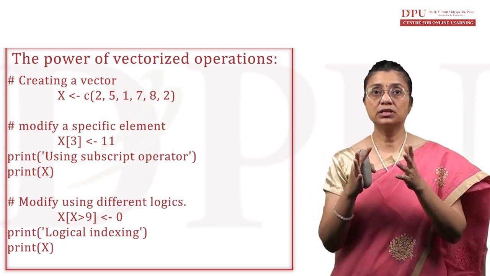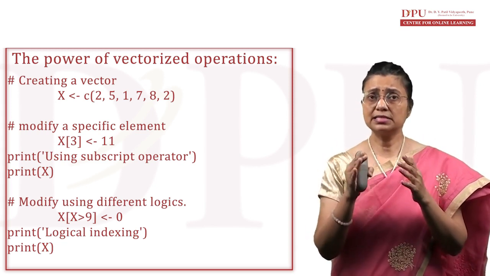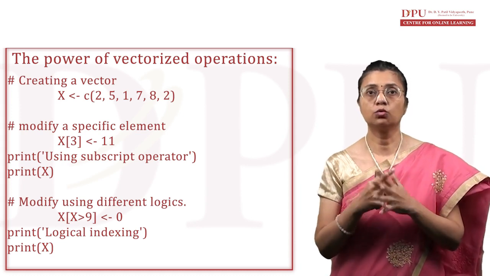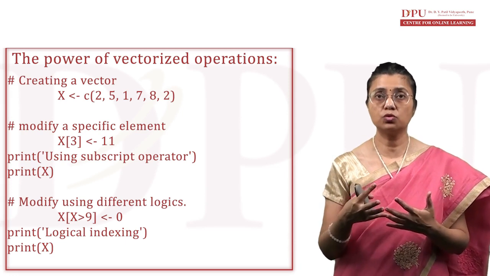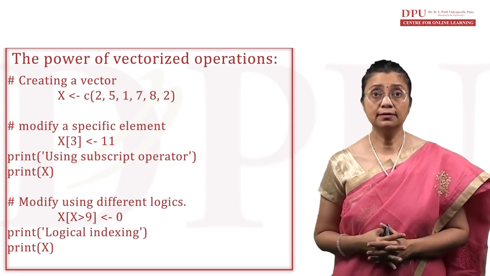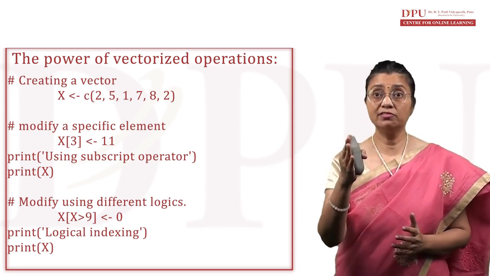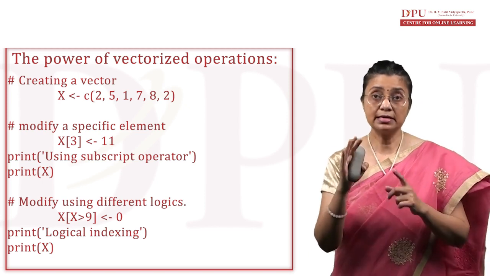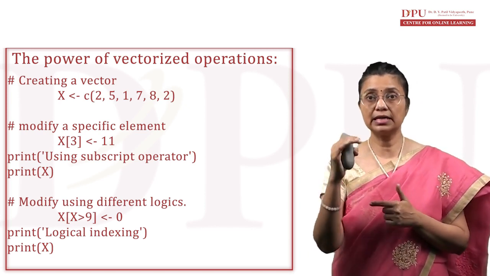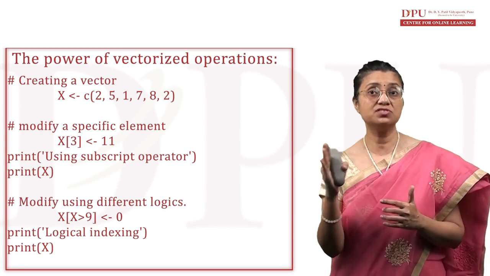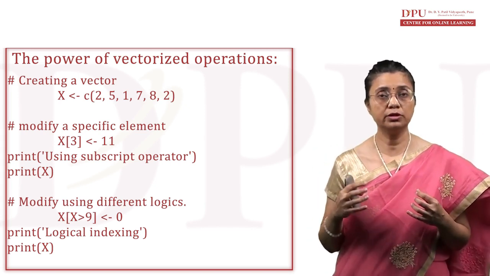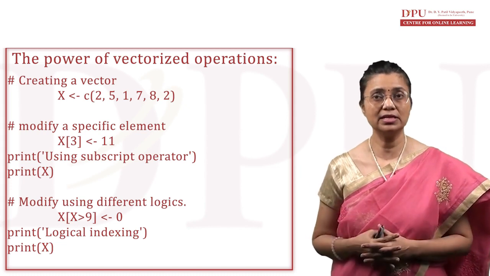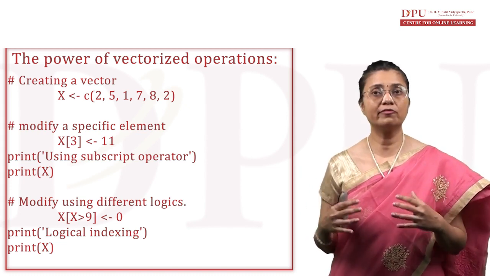Next is modify using different logics. That if x is greater than 9, make it 0. Which means wherever the value of x is greater than 9, convert it to 0. So you can again see the output over here. 11 was greater than 9, so there it has been changed to 0. So in the second line of output, you can see 250782. This is called logical indexing. In that case, very easily we can change a particular value to 0.